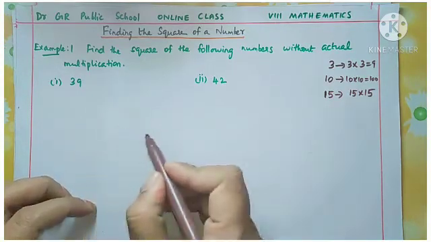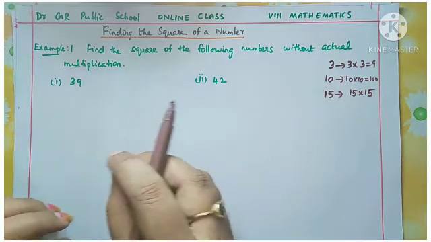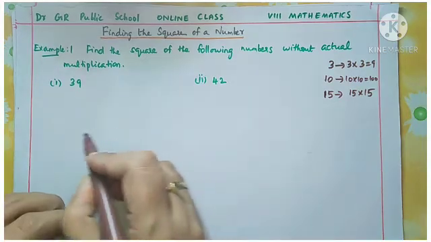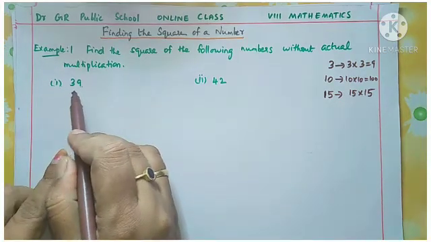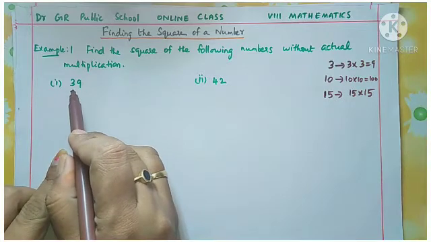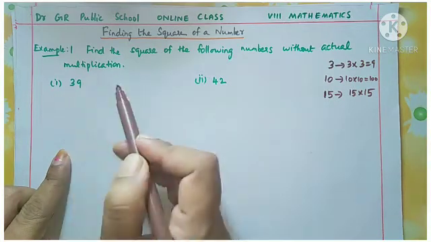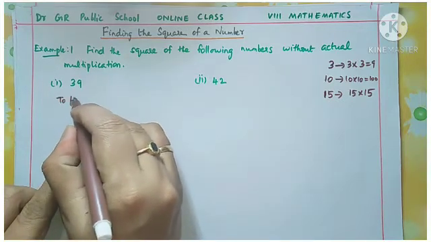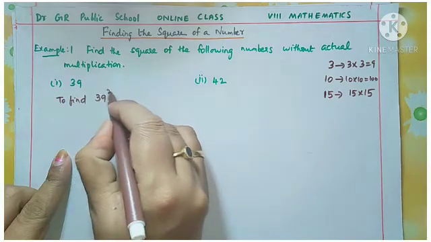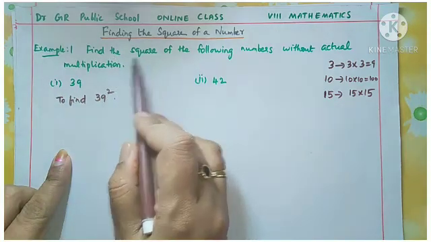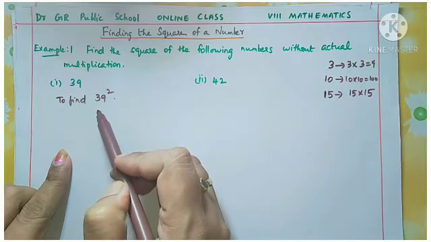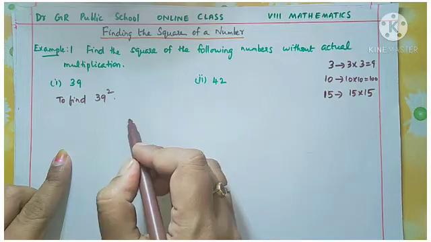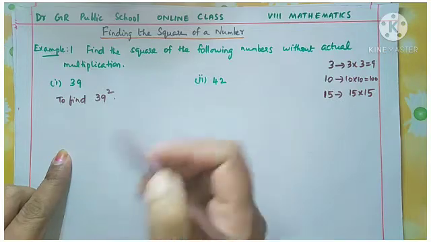Let us see one example. Here we are not using the usual multiplication method, we are using some other method to find the square. The first number is given as 39. You want to find the square of 39 without actual multiplication. So you want to find 39 square. Usually you will do 39 into 39, but here we are not doing likewise, we are following another method.